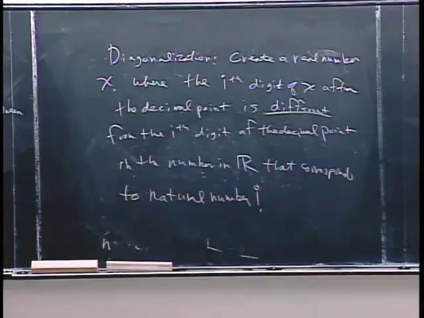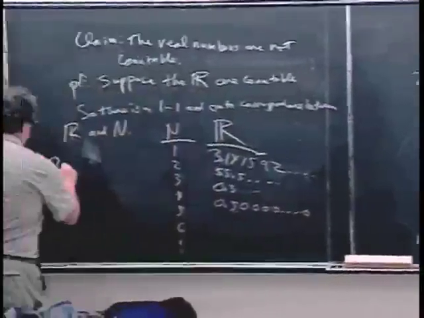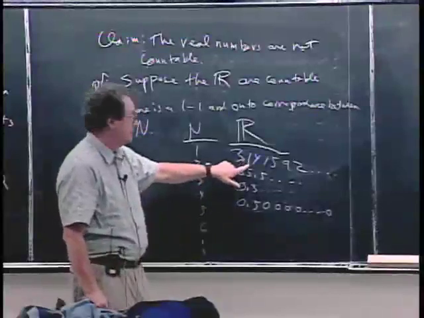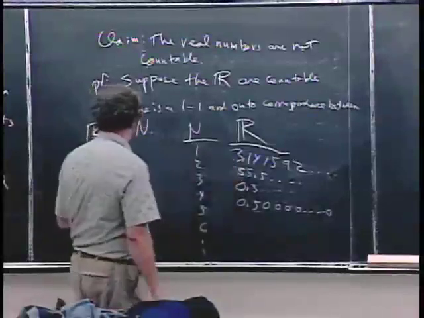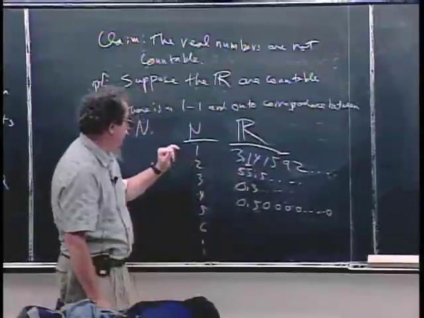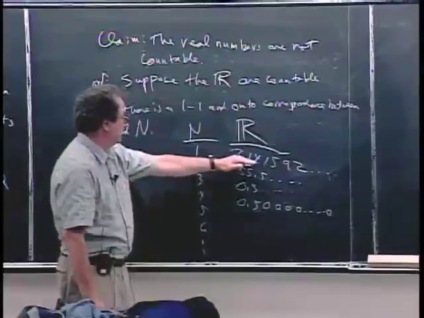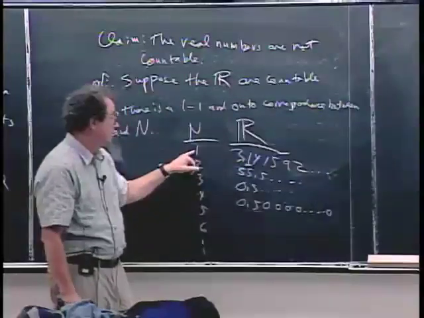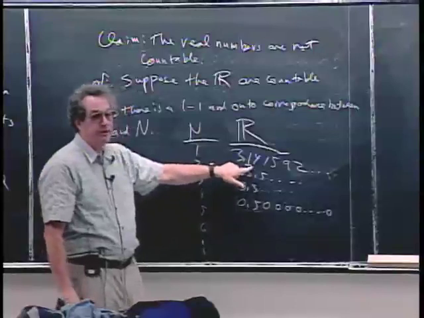It's going to be 0 point something. For the first digit after the decimal point, I'm going to look at the first digit after the decimal point of the real number that corresponds to natural number 1. Well, that digit is 1 there.